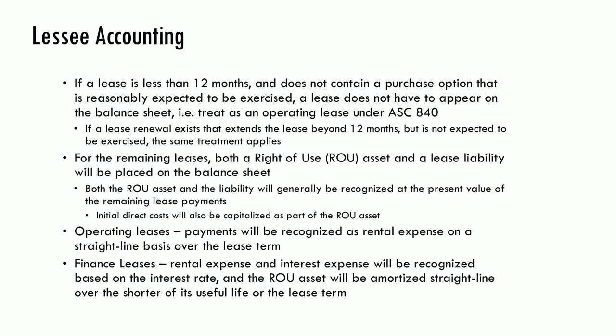For all remaining leases, in other words, those that will appear on the balance sheet, you would create a right-of-use asset on the asset side of the balance sheet and a lease liability on the liability side. And both the asset and the liability will be recognized at the present value of the remaining lease payments. It does state there that initial direct costs can also be capitalized as part of the right-of-use asset. And we're going to talk a little bit more about what qualifies as those direct costs.